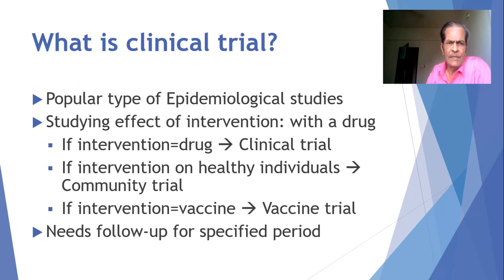A clinical trial is a popular type of epidemiological study. It involves studying the effect of intervention with a drug. So whenever the intervention is drug, it is called a clinical trial. But if the intervention is done on healthy individuals, it is called a community trial. If the intervention involves the administration of the vaccine, it is called a vaccine trial.